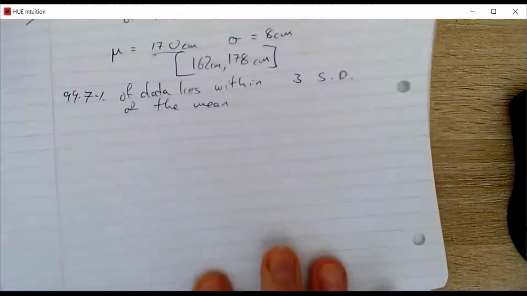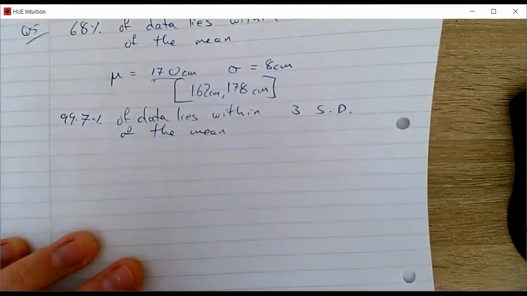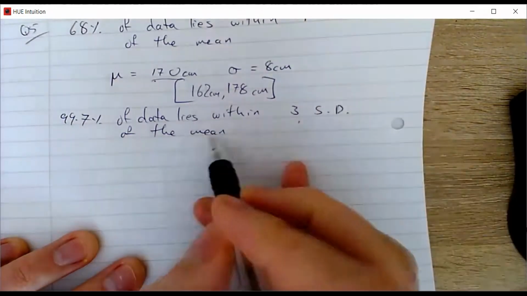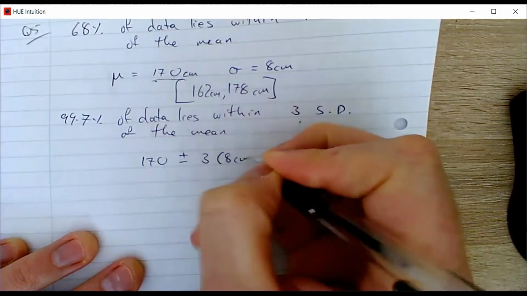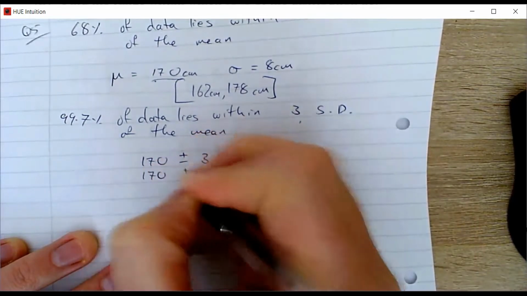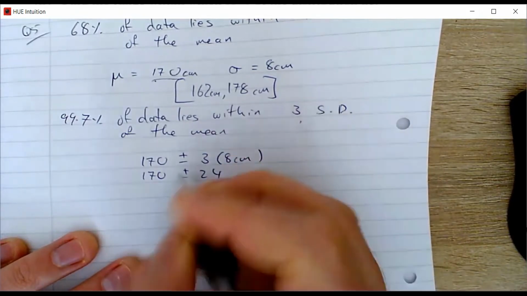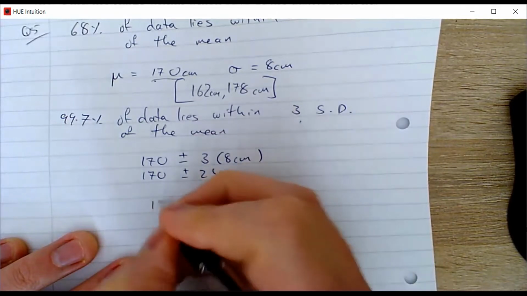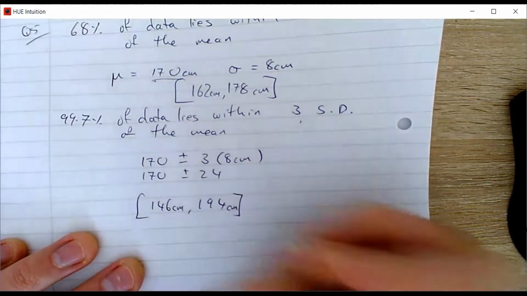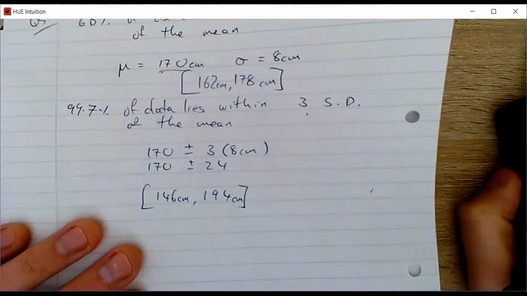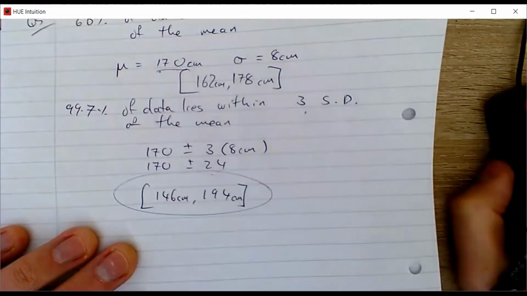And then the second one says 99.7%. Well, we know from our empirical rule that 99.7% of data lies within 3 standard deviations of the mean. So that's 170 plus or minus 3 times 8 centimeters. 170 plus or minus 3 times 8, which is 24. So that's a high of 194 and a low of 146. Okay, 170 take away 24 and 170 plus 24. 99.7% of our data lies within these 2 values, according to our empirical rule.